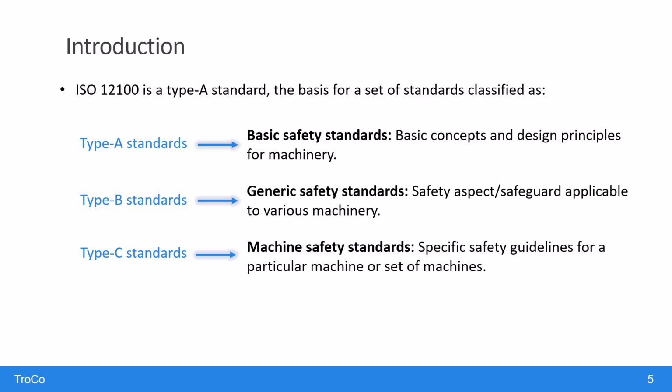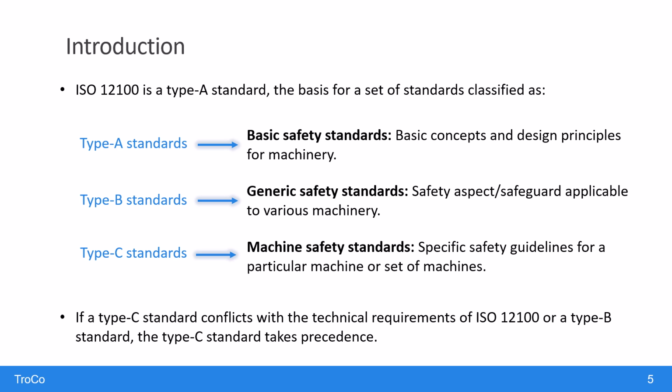A crucial point to note, in cases where a Type C standard differs from ISO 12100 or a Type B standard, the Type C standard takes precedence. This highlights its importance in specific contexts.